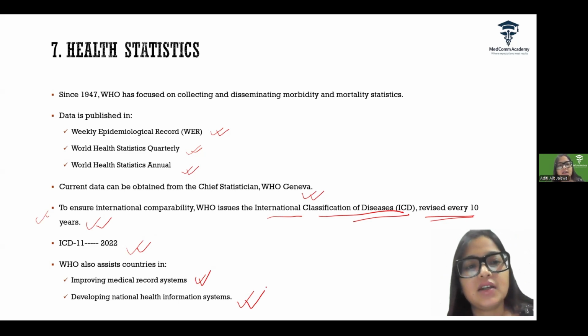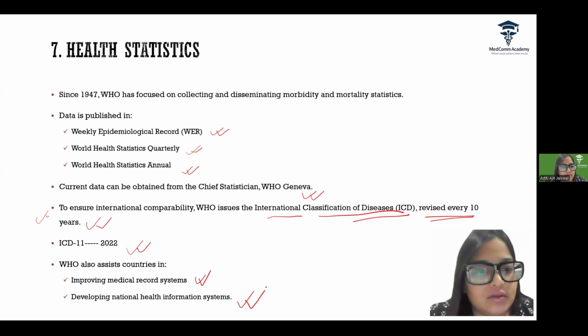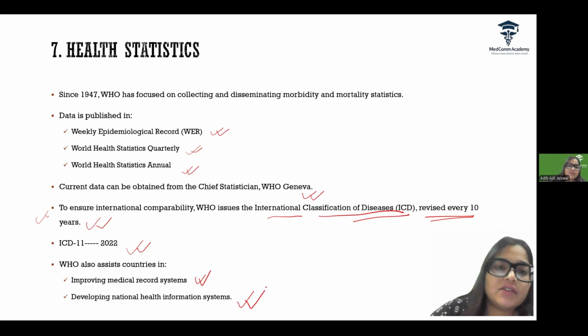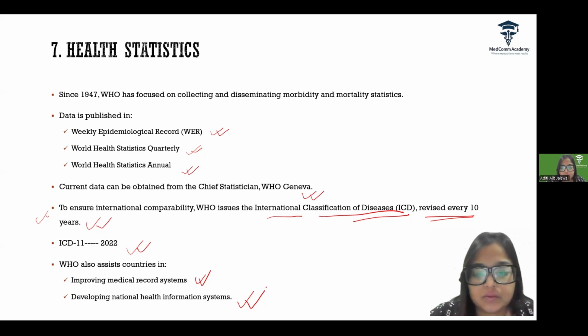You have to remember that data by WHO is published weekly, quarterly, and annually. Okay. WER, Weekly Epidemiological Record, then World Health Statistics, one quarterly and one annually. And it also issues the ICD. The latest is ICD 11, published in 2022.